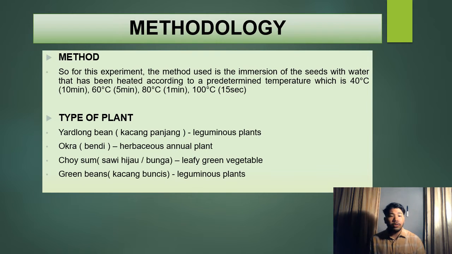Then we're moving on to the types of plants that are being used for these experiments. The first one is yard long bean, known as kacang panjang in Malay. Yard long bean is a leguminous plant. The second one is okra, known as bendi, which is a herbaceous annual plant. Third is choy sam, known as sawi hijau or sawi bunga, a leafy green vegetable. The fourth one is green beans, known as kacang buncis, a leguminous plant. And lastly, the king of fruits, which is durian, from a fruit tree.